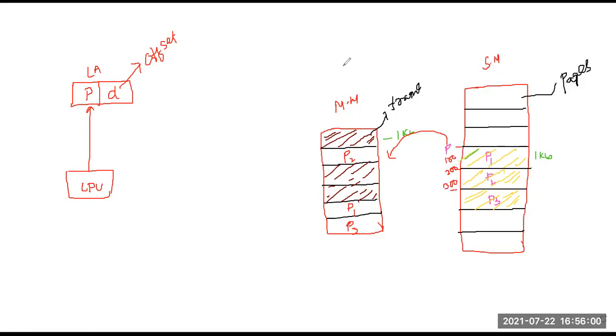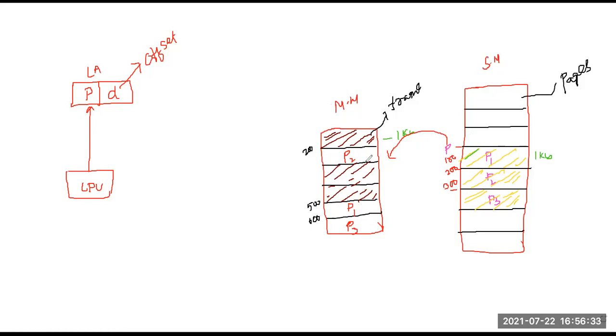Now here the addresses will be something different. Suppose this is 200, this address will be something around 500, and this address will be around 600. This is my physical address, and these are my logical addresses. So I have to convert this logical address to physical address.